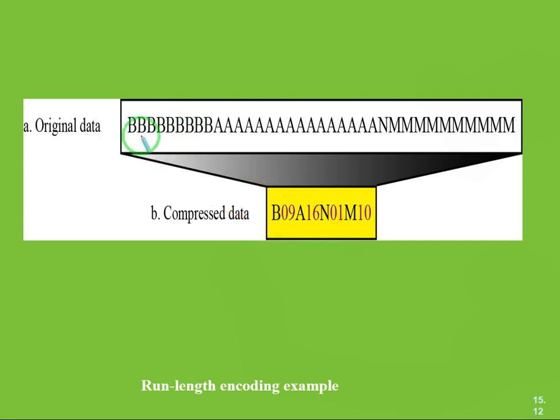If it was like B, A, B, C, A, then C, D, M, then B will repeat but not consecutively, so it can be like B2, A10, then B1, and so on. This kind of compressed data we also have. Okay, so this was basically the run length encoding method.